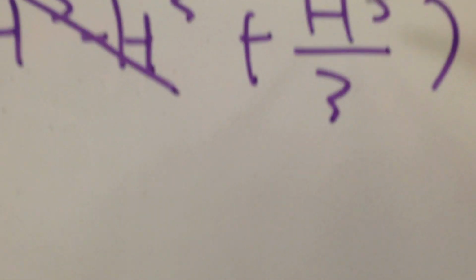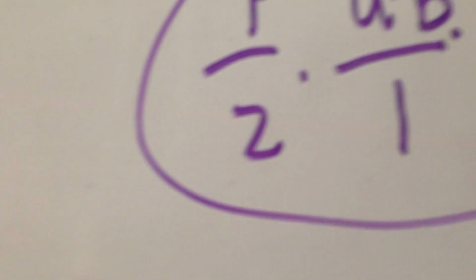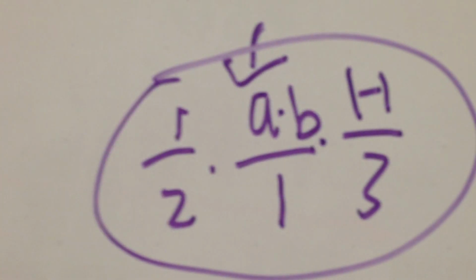So we can reduce this term, let me erase it, we don't need this one anymore. So let's reduce h squared to 1, and this one is h. So what we have finally is only h over 3 times a times b over 1 times 1/2. Right? This is our final answer.